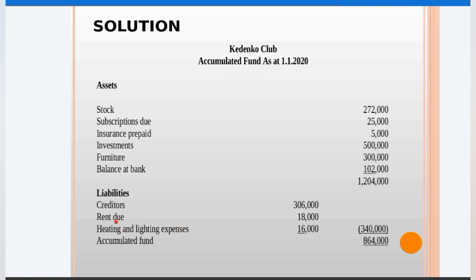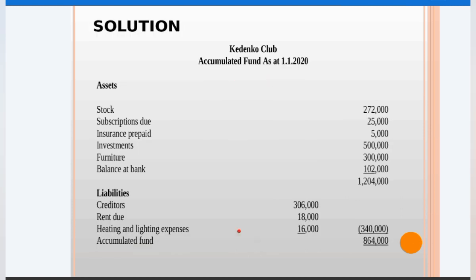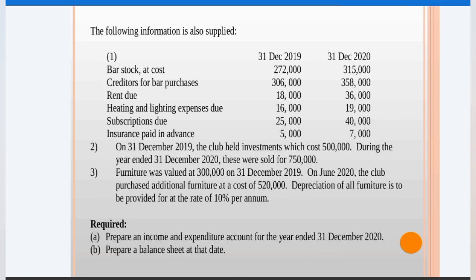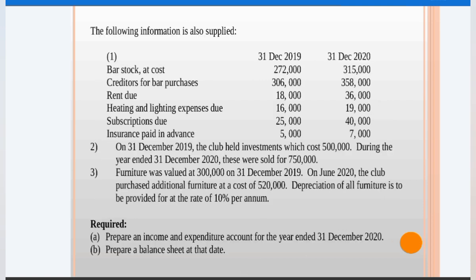And then, of course, we less the liabilities. You can look at our liabilities here. We have the creditors for bar purchases, 306,000. That is why we have this item of 306,000. We have the rent due at the start of the year, 18,000, and we have the accrued expenditure on heating and lighting, 16,000.